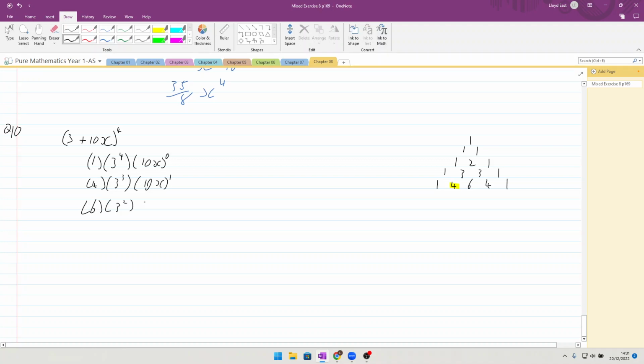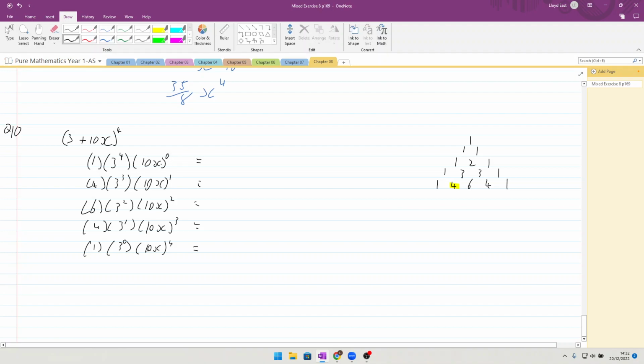3 to the power 2, 10x to the power 2, then we're going to have 4, 3 to the power 1, and 10x to the power 3, and then finally we're going to have 1, 3 to the power 0, and 10x to the power 4. Okay, and that's what the binomial expansion is going to be in its simplest form, which makes it a lot easier to remember when you have it set out like that.